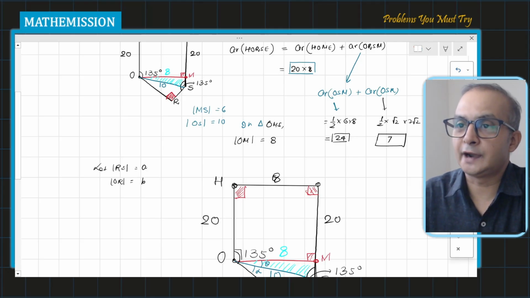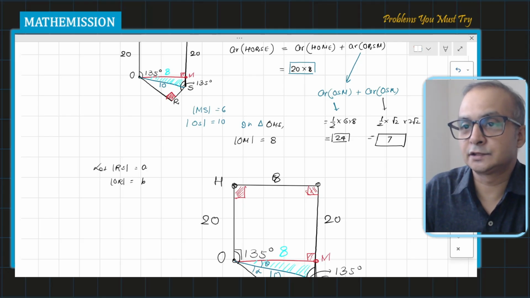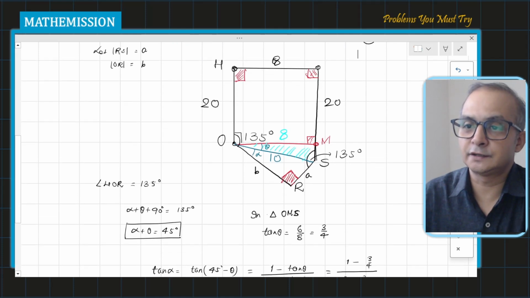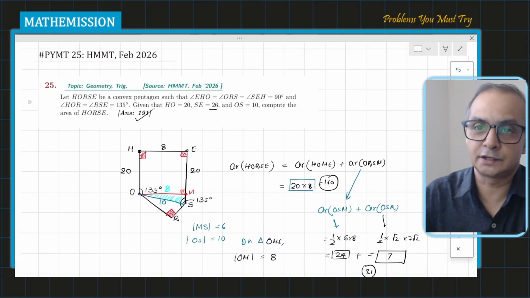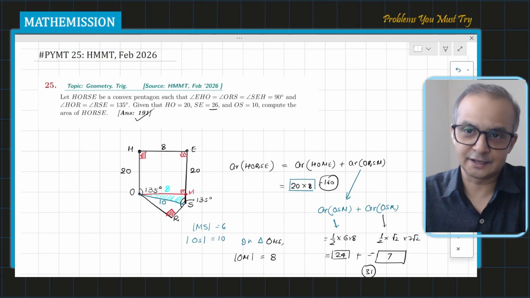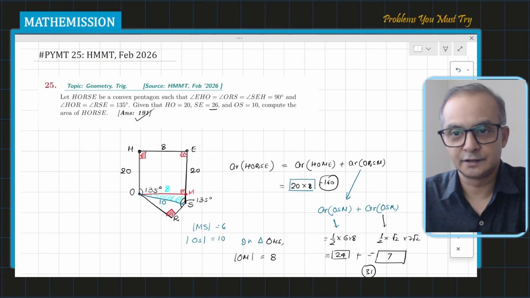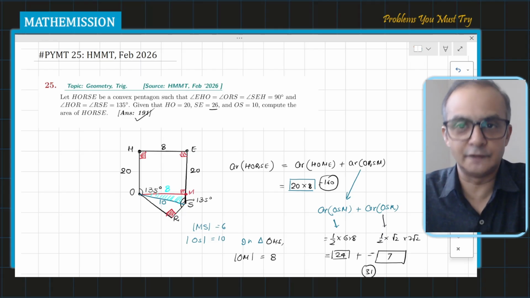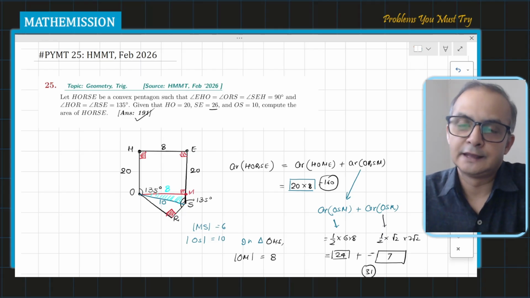So we have to add all these three areas of these three triangles. This is 160 here, and 24 plus 7 is 31. So 160 plus 31 is 191 as the correct answer. I hope this question is not so difficult. Any class 11 student can do it. And I hope many of those who have watched this video have done this question by themselves.